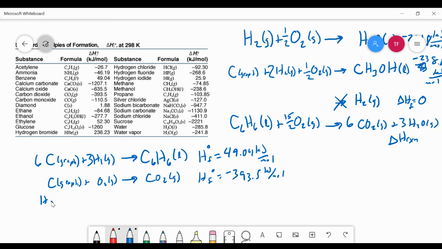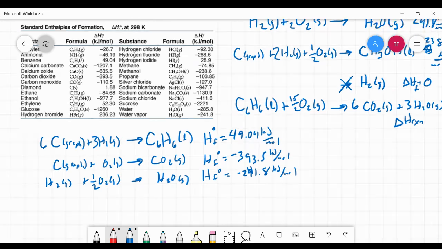So hydrogen gas reacts with oxygen gas to produce water gas. And if we balance this, we need 1/2 oxygen here. And this enthalpy of formation is, for water as a vapor, negative 241.8 kilojoules per mole. Now what I'm going to do is some fancy stuff here.